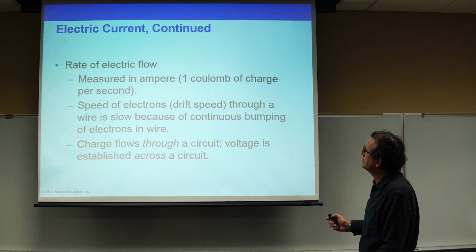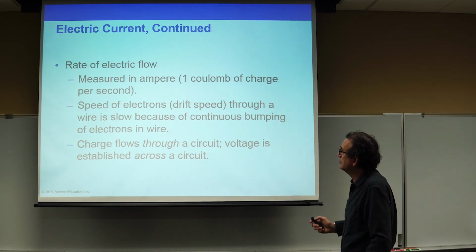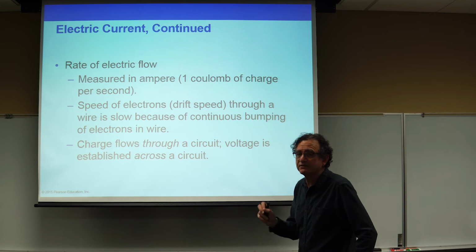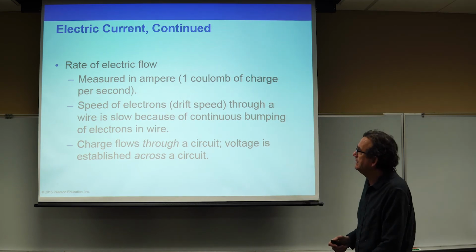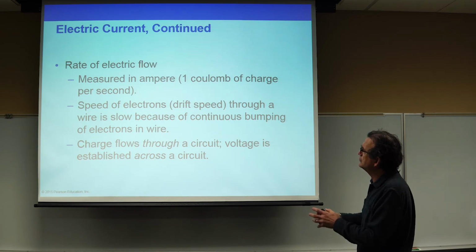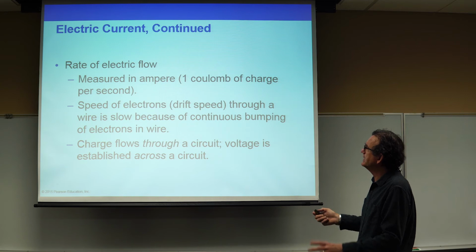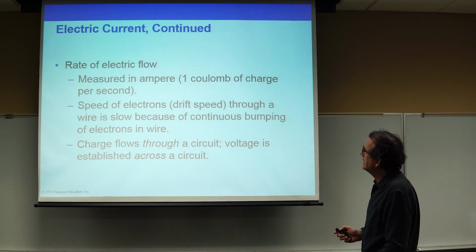Just to clarify the definition of a coulomb, we can think of a coulomb as the charge on a fixed number of electrons. It tends to be about 10 to the 19 electrons, that is 10 followed by 19 zeros. That number of electrons constitutes a sufficient number to make 1 coulomb of charge. This is how we measure current flow. It is how many coulombs of charge per second are going through the wire.